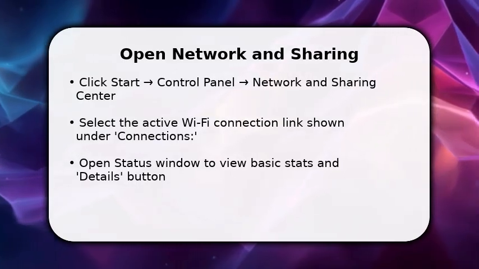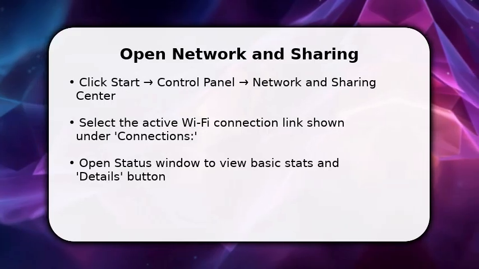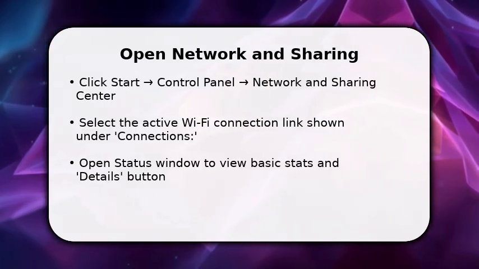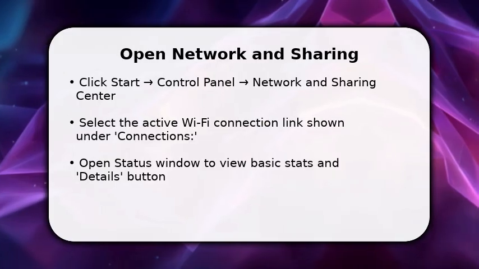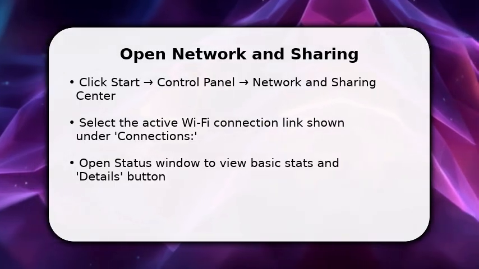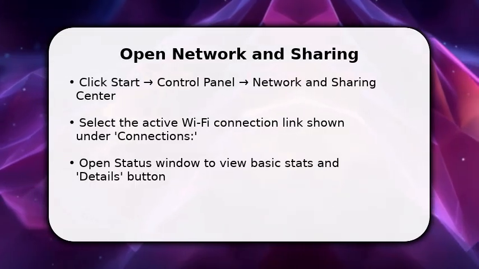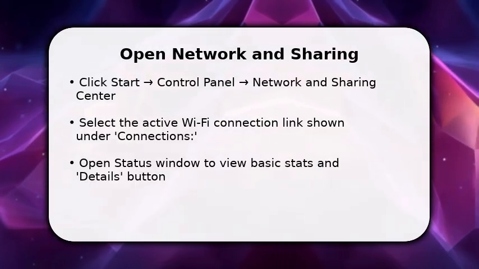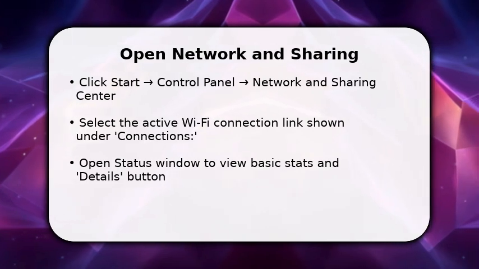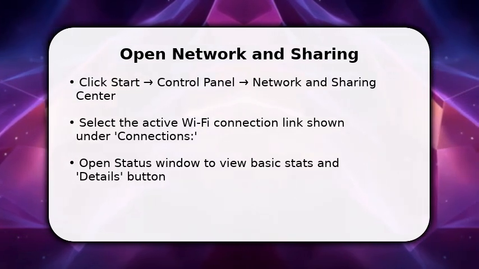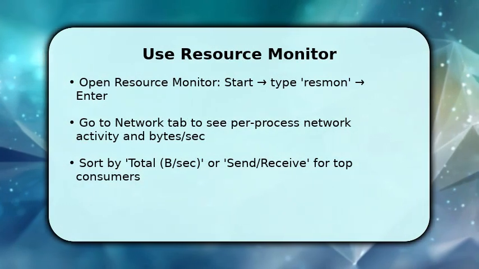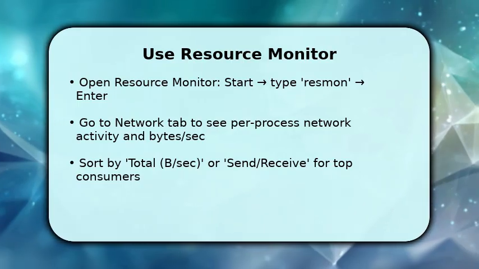Once the status window appears, you'll see basic sent and received bytes. Make sure to note these values. If you need more detail, click the Details button to confirm adapter name and IPs. This places you at the exact interface Windows uses to track data per adapter before using Resource Monitor or third-party tools. Next, open Resource Monitor by typing Resmon in Start and pressing Enter.